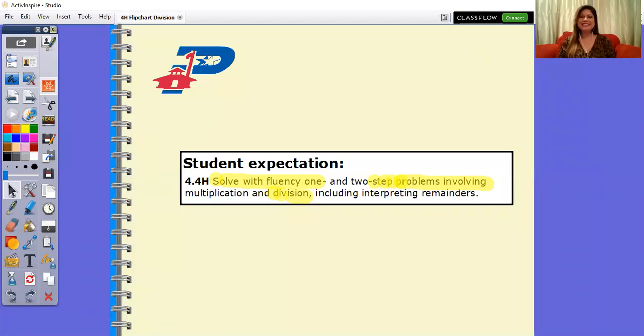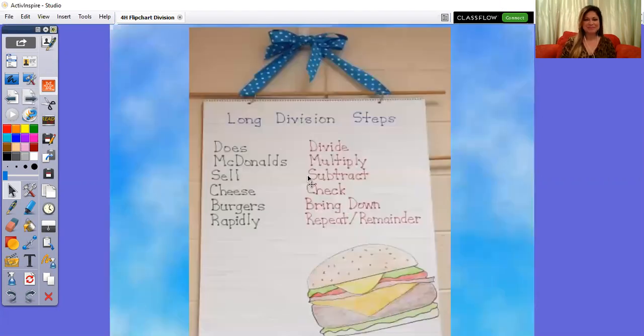Hello, everyone. Today, our lesson will be 4.4H for our math assignment. We're going to solve with fluency one-step problems involving division. So let's take a look at what we're going to be doing today.